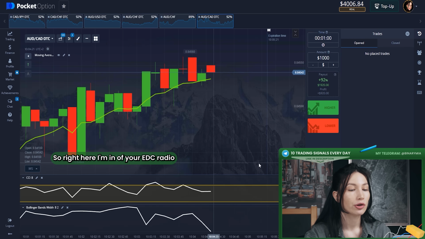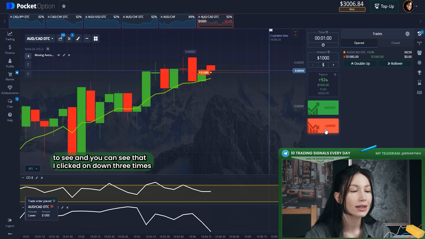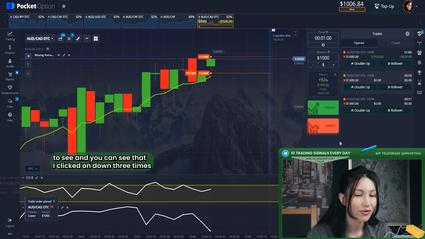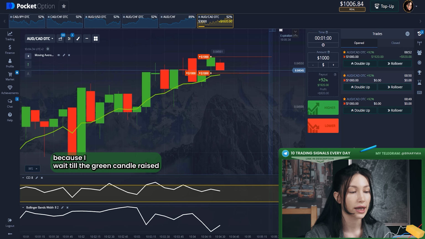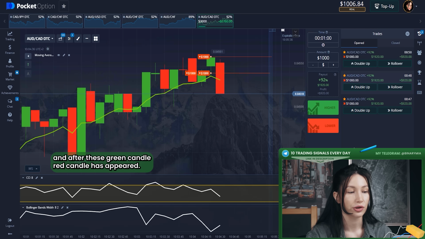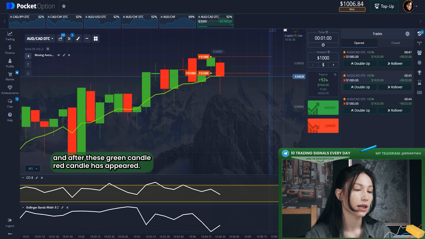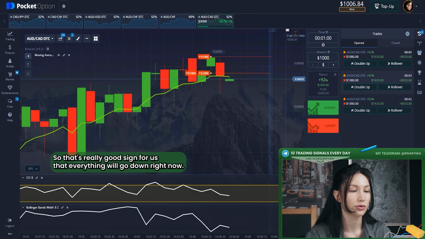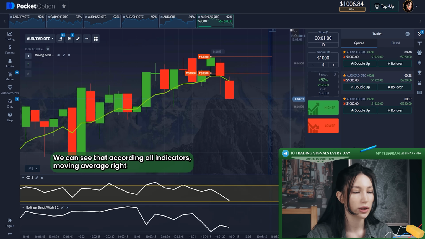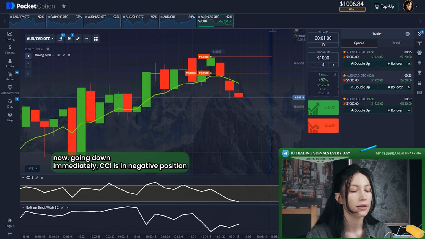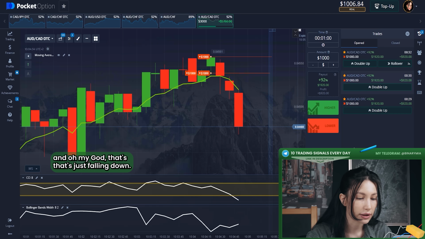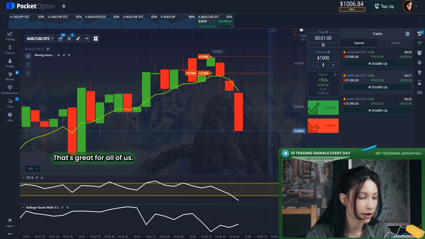So right here, I'm in the currency pair AUDCAD OTC, and you can see that I clicked on down 3 times, and the third time I clicked really right, because I waited till the green candle rose, and after this a red candle appeared. So that's a really good sign for us that everything will go down right now. We can see that according to all indicators, the moving average right now is going down immediately. CCI is in a negative position, and oh my god, that's just falling down. That's great for all of us.